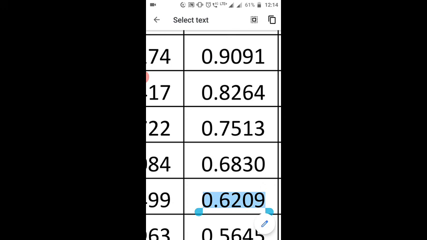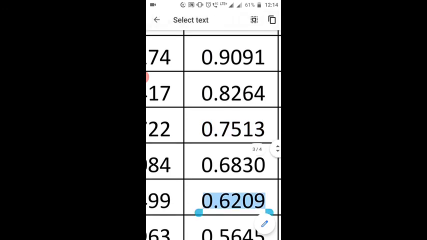So always remember, this is how we get the factors from the factor table. So remember these factors. We are going to use these factors in the solution.